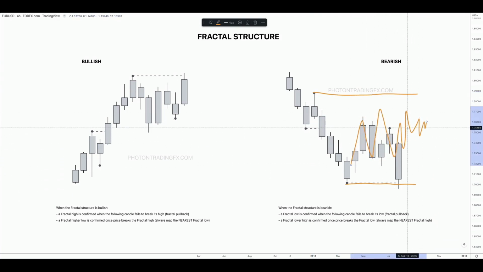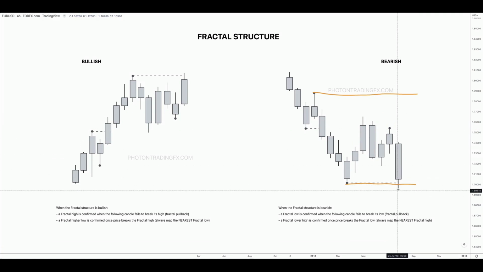We almost ignore it, let's say, until either the high or low breaks. At this moment, the low breaks, so we have that bearish fractal continuation. And remember, where is our new high? It's going to be the nearest high, because we want to be aggressive with fractal structure. So where is the nearest high?